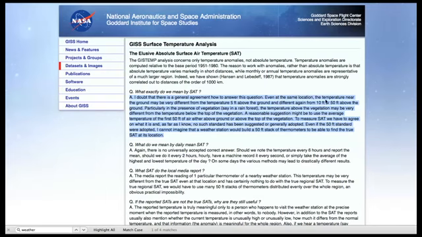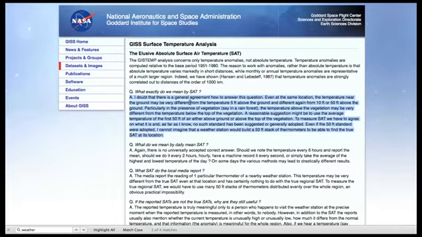Even at the same location, the temperature near the ground may be very different from the temperature 5 feet above the ground, and different again from 10 feet or 50 feet above the ground, particularly in the presence of vegetation, say in a rainforest. The temperature above the vegetation may be very different from the temperature below the top of the vegetation. A reasonable suggestion might be to use the average temperature of the first 50 feet of air either above ground or above the top of the vegetation.